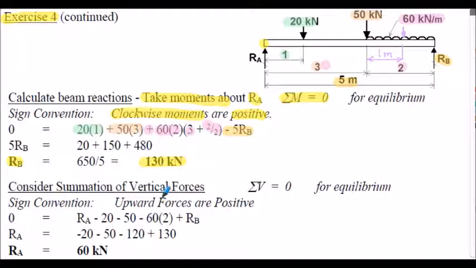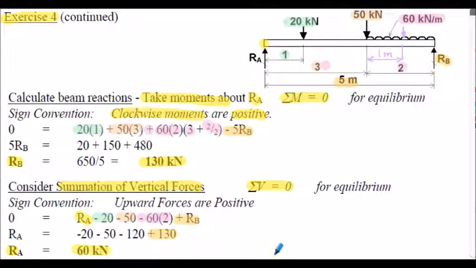To find the reaction RA, we're going to summate vertical forces as part of our process, and we know summation of all the vertical forces equals 0 for equilibrium. So upward forces, we have RA is upwards. Downward forces, we have 20, so it's negative 20. We have 50 down, so negative 50. And of course, UDL, 60 kilonewtons per meter multiplied by 2 meters, that would be negative 60 times 2. And going upwards, we have RB, so positive RB. But of course, we know from above RB is 130.